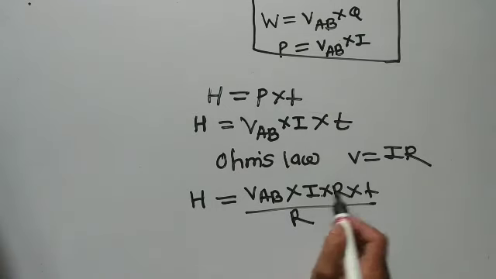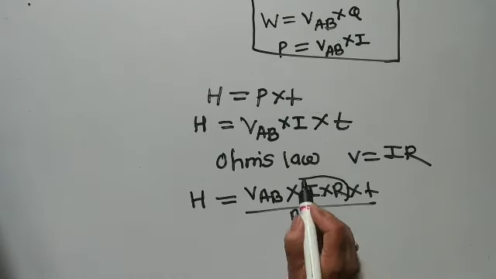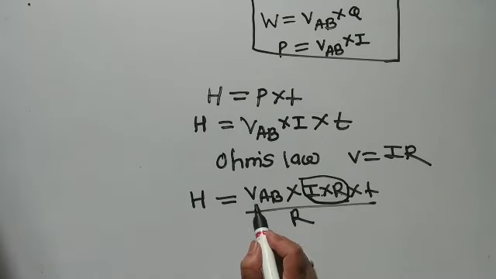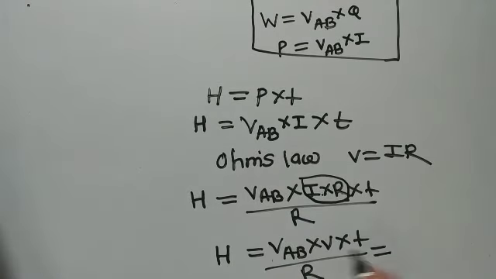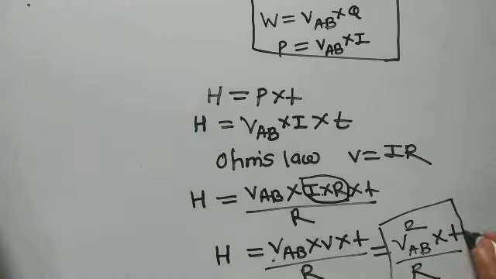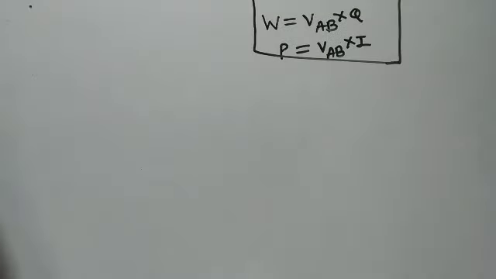Suppose we want V here, that is IR. So we have to multiply and divide both numerator and denominator by R. Then you will get V here, because we want the answer in the form of VAB. So H is equal to VAB into IR, meaning V into T divided by R. Then you will get the answer V square AB into T divided by R. This is your heat, and this answer is in the form of VAB.